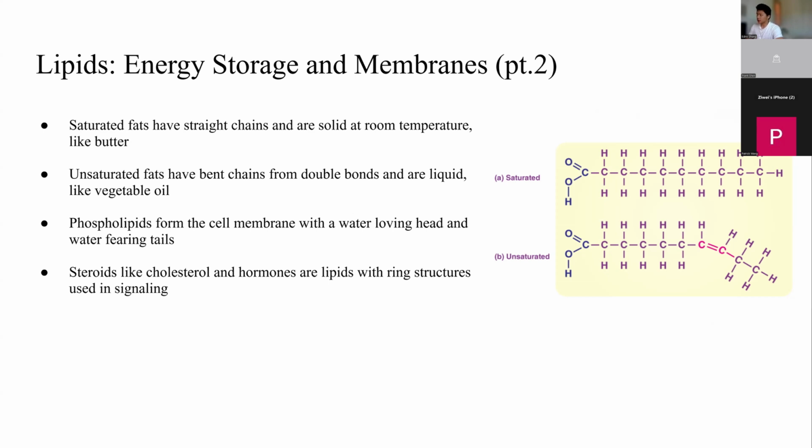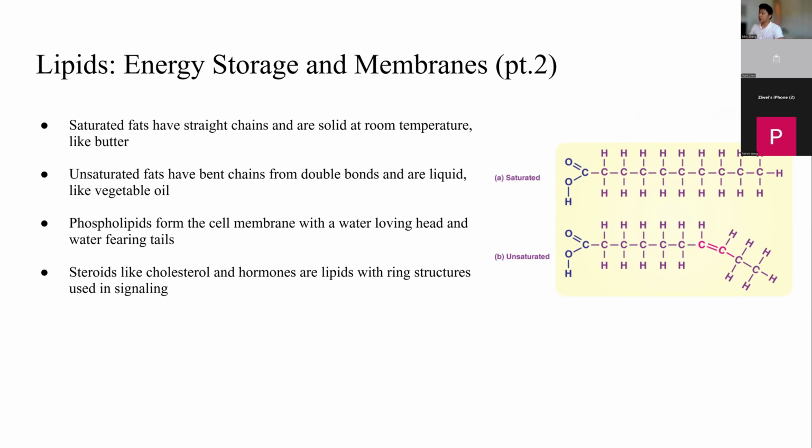Next, we have phospholipids. Last lesson, we talked about the cell membrane, which uses phospholipids as its main building block. Phospholipids form the cell membrane with a water-loving head, as we have learned, hydrophilic head, and water-fearing tails, or as we have learned, hydrophobic tails. And through having water-loving heads as well as water-repellent tails, we're able to form a cell membrane where we're able to regulate what comes across the cell membrane and what comes out.